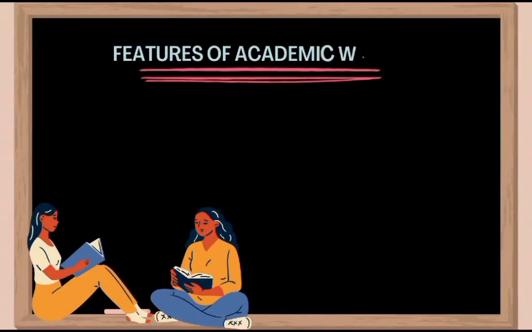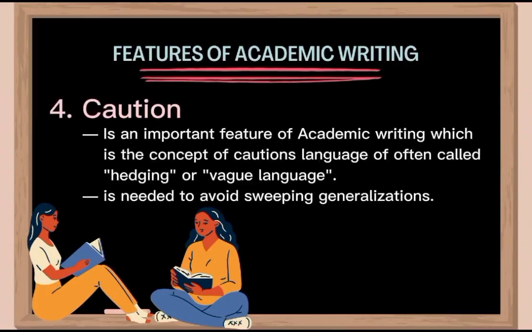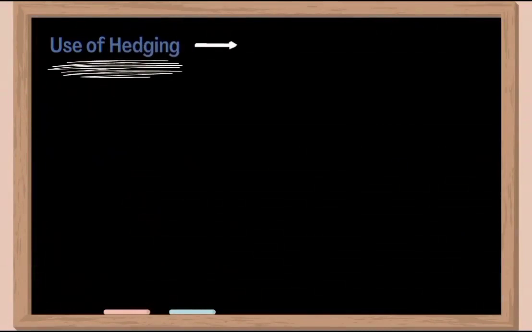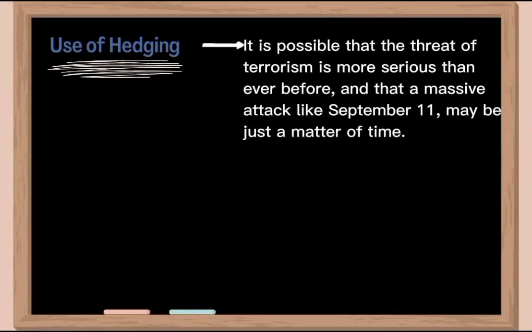Fourth feature of academic writing. Caution. Caution is an important feature of academic writing. Language often called hedging or vague language is needed to avoid sweeping generalizations. What is the use of hedging? It is possible that the threat of terrorism is more serious than ever before, and that a massive attack like September 11th may be just a matter of time.